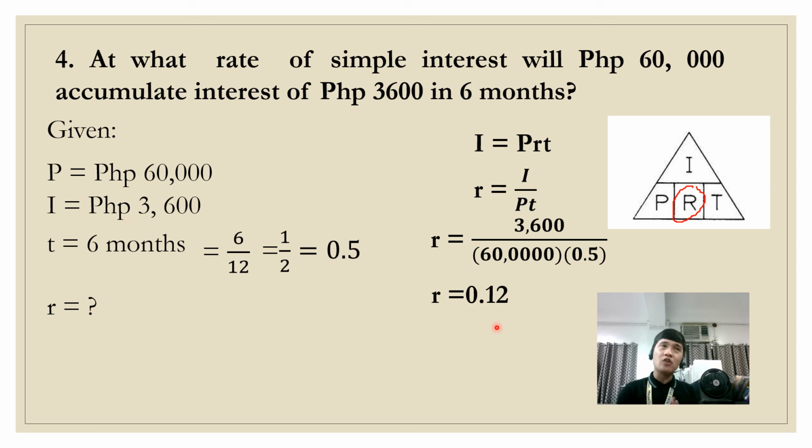But then, since we're talking about rate, ito pong 0.12 ay kailangan nating ibalik sa kanyang percentage form. So, para mag-convert from decimal to percent, i-move lang natin yung decimal places, move 2 decimal places to the right. In that case, or multiply to 100. In that case, our rate now is 12%. Okay, so ibig sabihin, yung 60,000 pesos ay magkakaroon ng interest na 3,600 in 12% annual interest within 6 months.